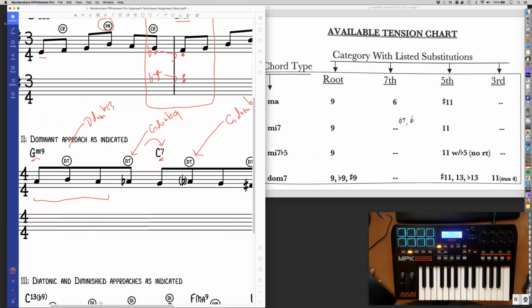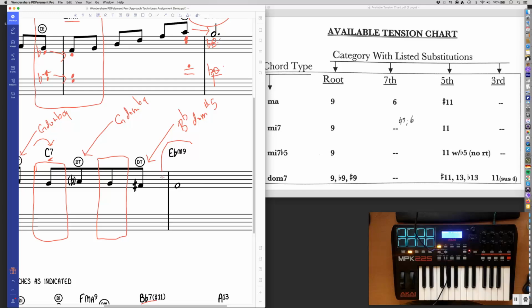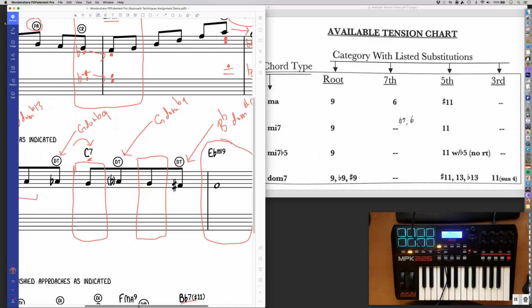All right, so we've got this spidery little line that sounds like this. Very chromatic, but we're not using chromatic techniques here. We're using the dominant approach techniques. Let's start by targeting. I'm going to target this chord right here. And then I'm also going to be targeting this. And then finally going to be targeting this E flat minor 9. Those are the 3 that I'm going to just target for my little demo for you right now.